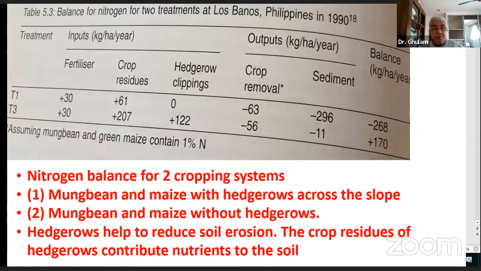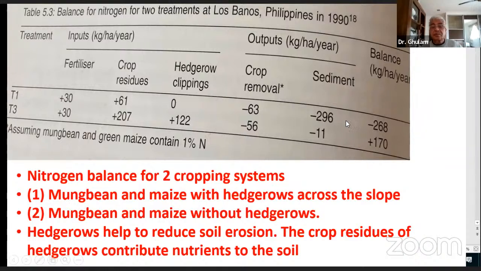And this is another example, but this one is on an experimental plot level. This is taken from a paper by Ed Paningbatan, who I worked together with for some time in the 1990s. And here he is looking at two systems. One system of growing mung bean and maize with some hedgerows. Hedgerows are planted in order to reduce soil erosion. Whereas the other system, mung bean and maize, but without hedgerows.